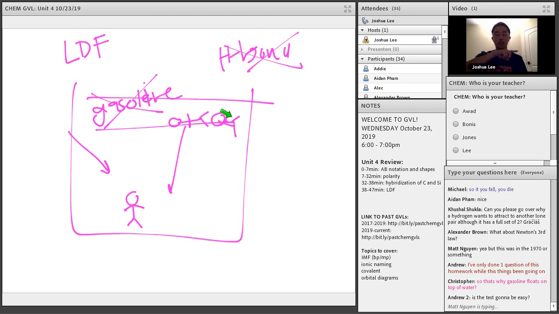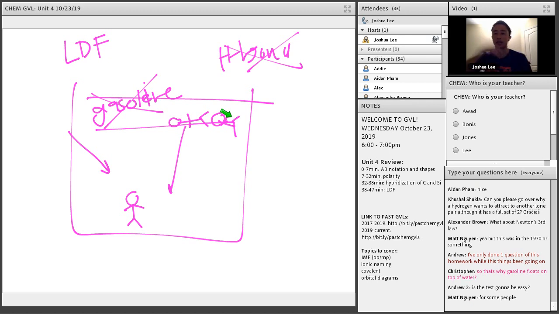Hydrogen's not trying to attract the electron. The electrons are attracting the hydrogen.